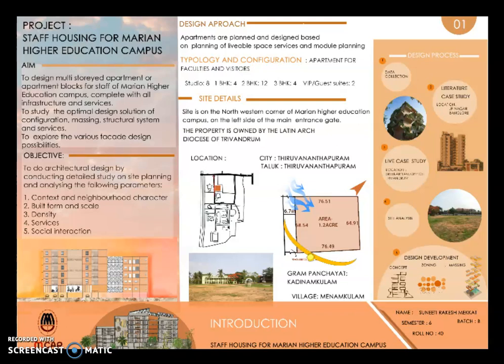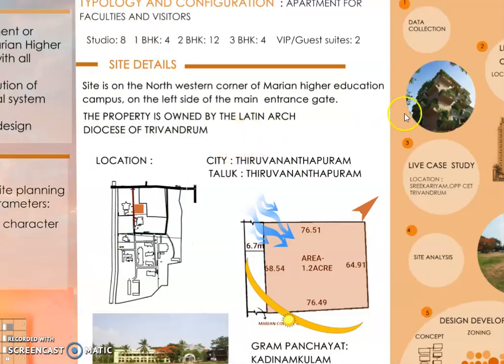The aim of the project was to design a multi-storied apartment for the staff of the campus. This aim was achieved after conducting a detailed study of the neighborhood context, site, and after studying certain design parameters such as services, structural system, massing, so as to arrive at an optimal design solution. For this, I have done data collection and 2 case studies in order to acquire more knowledge about the apartment design.